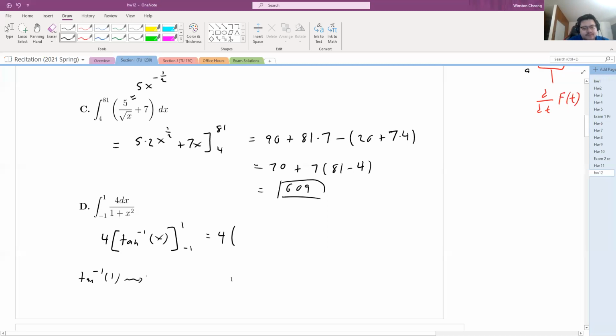as tangent of what angle is going to give you the value 1. And so the answer to that is pi over 4, a 45-degree angle. Pi over 4 will give you that value.